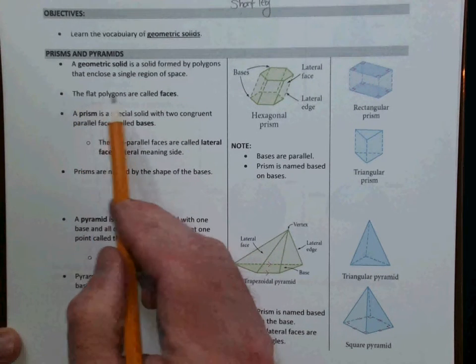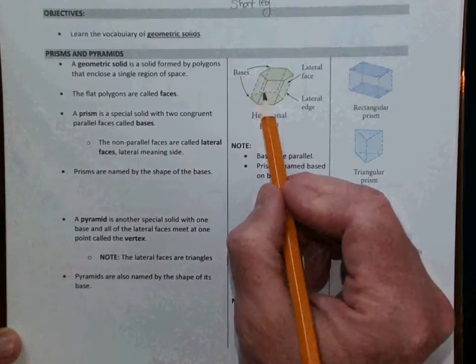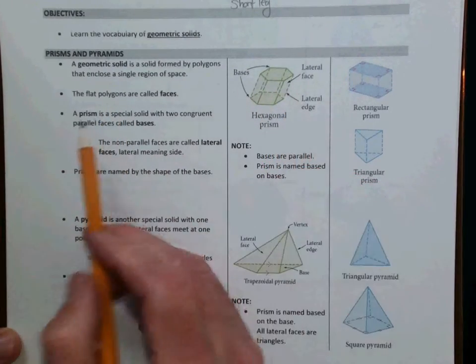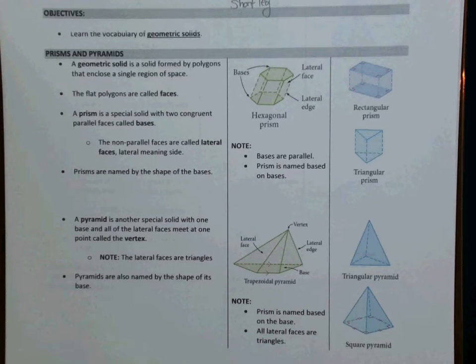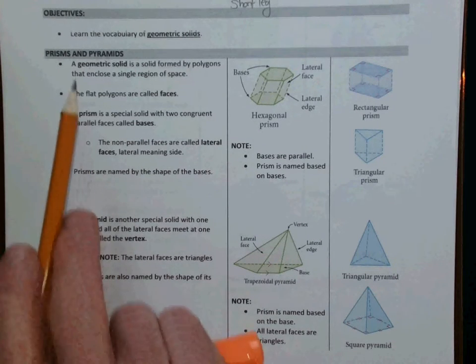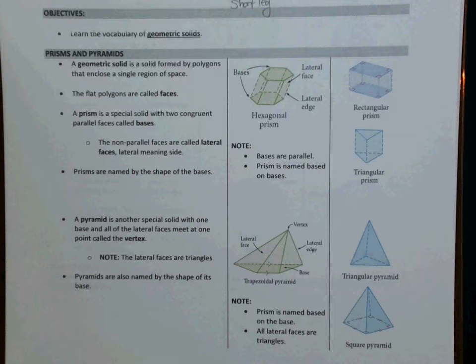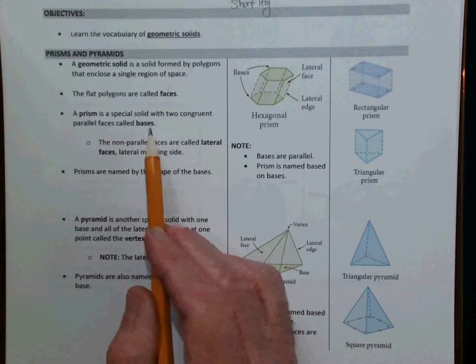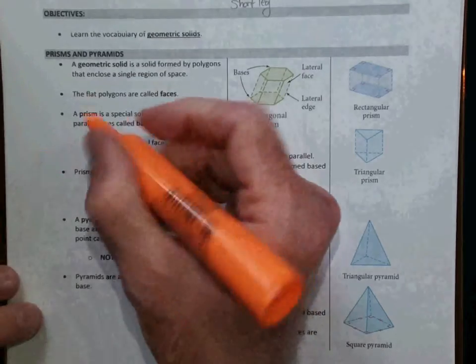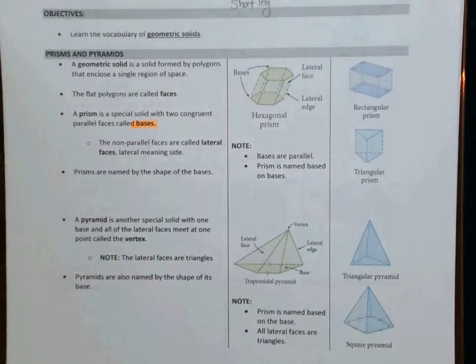And the flat polygons that you see are called faces. We're not going to be using some of this vocabulary a ton, but I will highlight the vocabulary we use quite a bit. So a prism, the first special geometric solid we're going to take a look at, has two parallel faces that are called bases. I will use this term quite a bit.